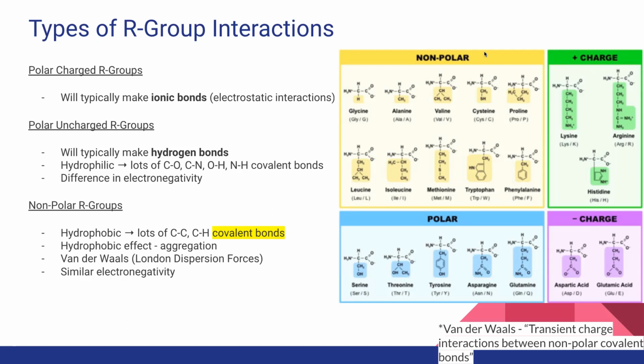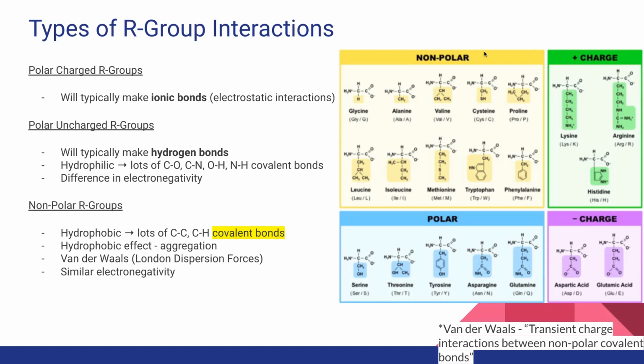And so polar uncharged groups, which are the blue ones here, will also be very hydrophilic. And they'll have a difference in electronegativity. But the biggest takeaway from the difference between those is that those will not have a charge. These can interact with the charge in ion dipole, but they will not be making ionic bonds.